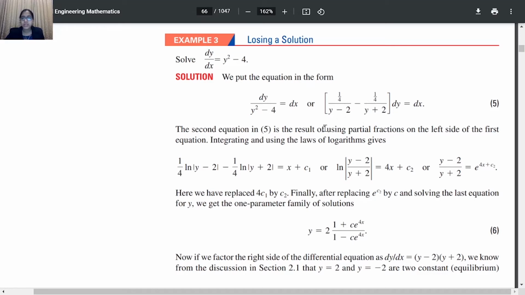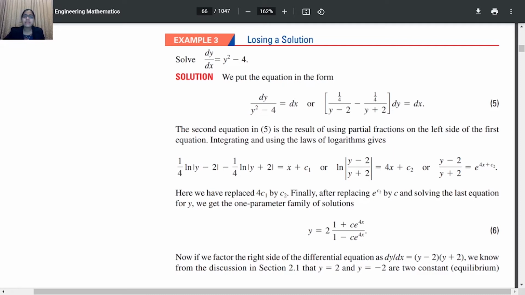So how do we get the value? 1 by 4 can be taken out common, and the integral of 1 by y minus 2 is nothing but log of y minus 2, minus 1 by 4 into log of y plus 2. Now log of a minus log of b is what? Log of a by b. So we get log of y minus 2 by y plus 2 is equal to x. Integral of dx is x plus the integrating constant c1.